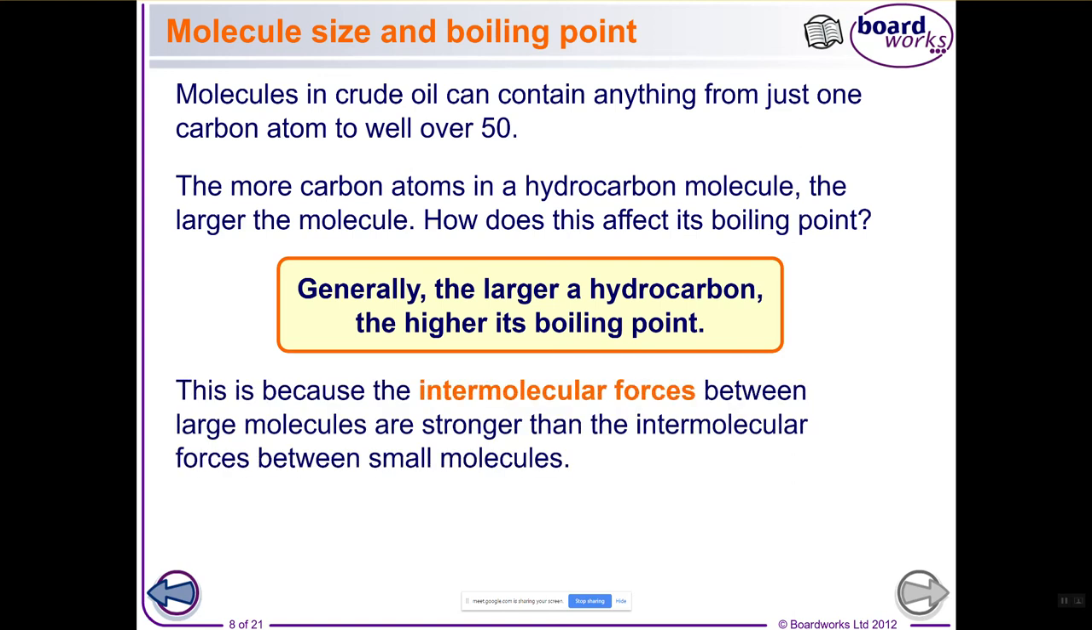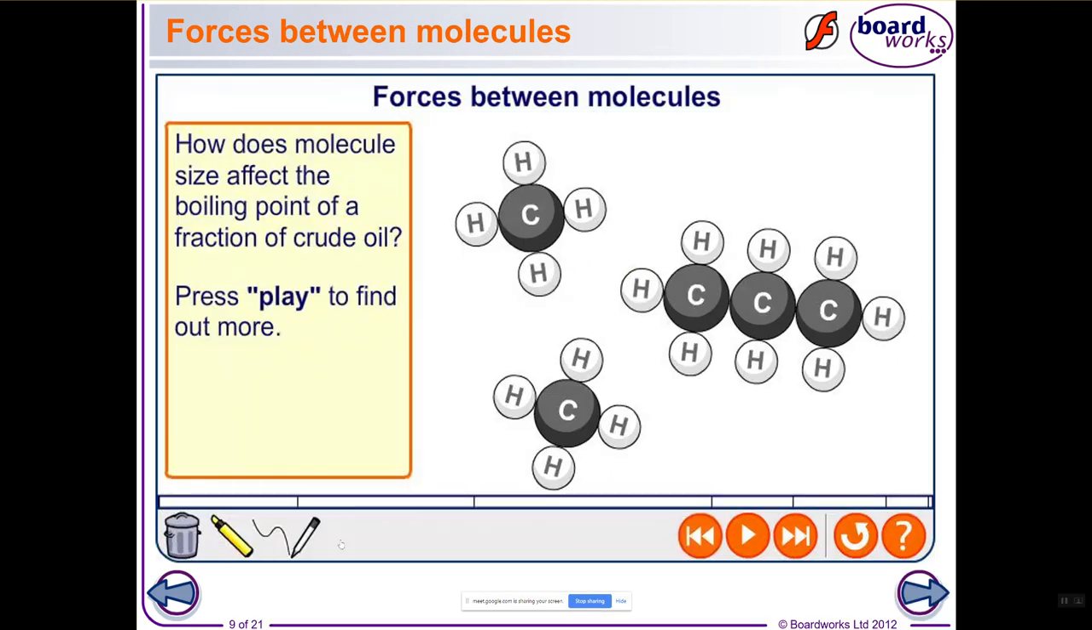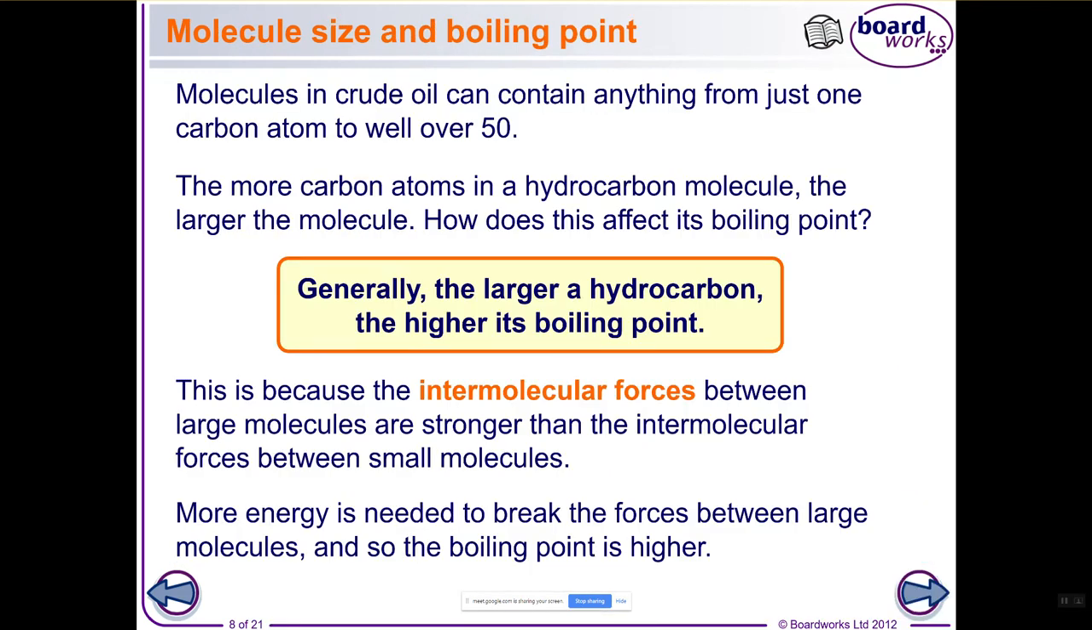And this is all to do with intermolecular forces, but you guys don't need to know about this. It's fine. Intermolecular forces sounds like a movie. It's A-level chemistry.